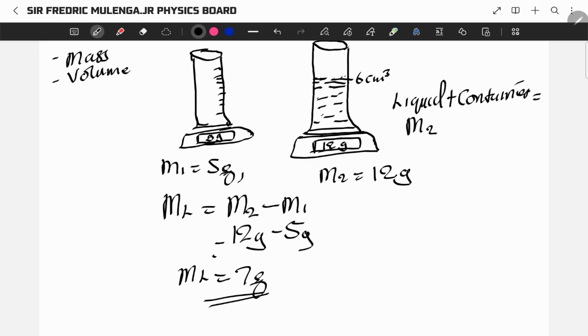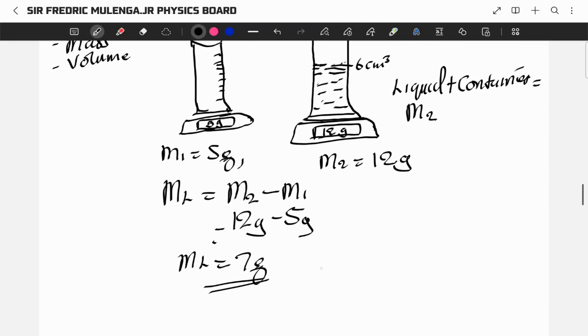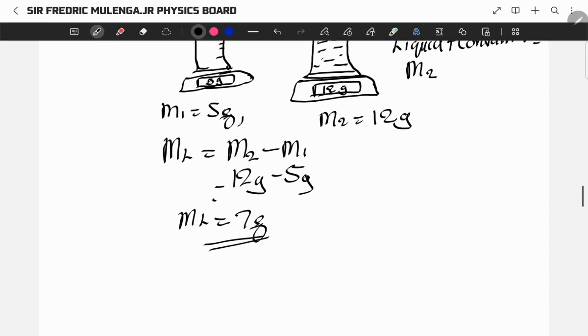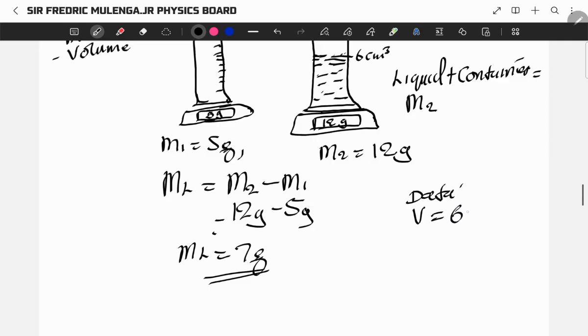Then volume, no issue, you just read, because you are using a container which is graduated. For example, if you are using a beaker, approximately you are going to read the volume. If you are using a cylinder, you read the volume of liquid right there from the cylinder. So in this scenario, let me correct the data, the volume is 6 centimeter cubed approximately. Then the mass of liquid calculated is just 7 grams.